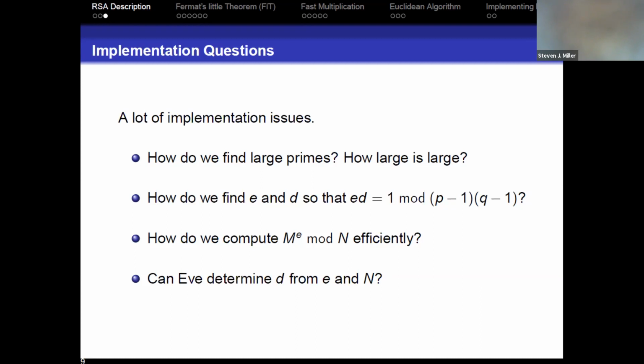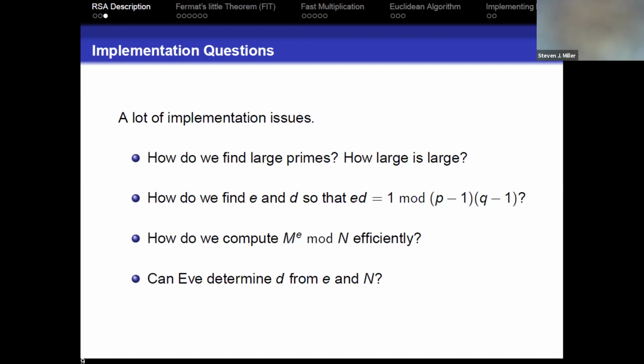The next is we have to find two numbers, E and D, such that E times D is 1 mod (P minus 1)(Q minus 1). How do we find such numbers? The next, and probably the most difficult, is our message is going to be a 400-digit number. E is going to be a 400-digit number. So I've got to raise a 400-digit number to a 400-digit number in an efficient manner. How do we do this?